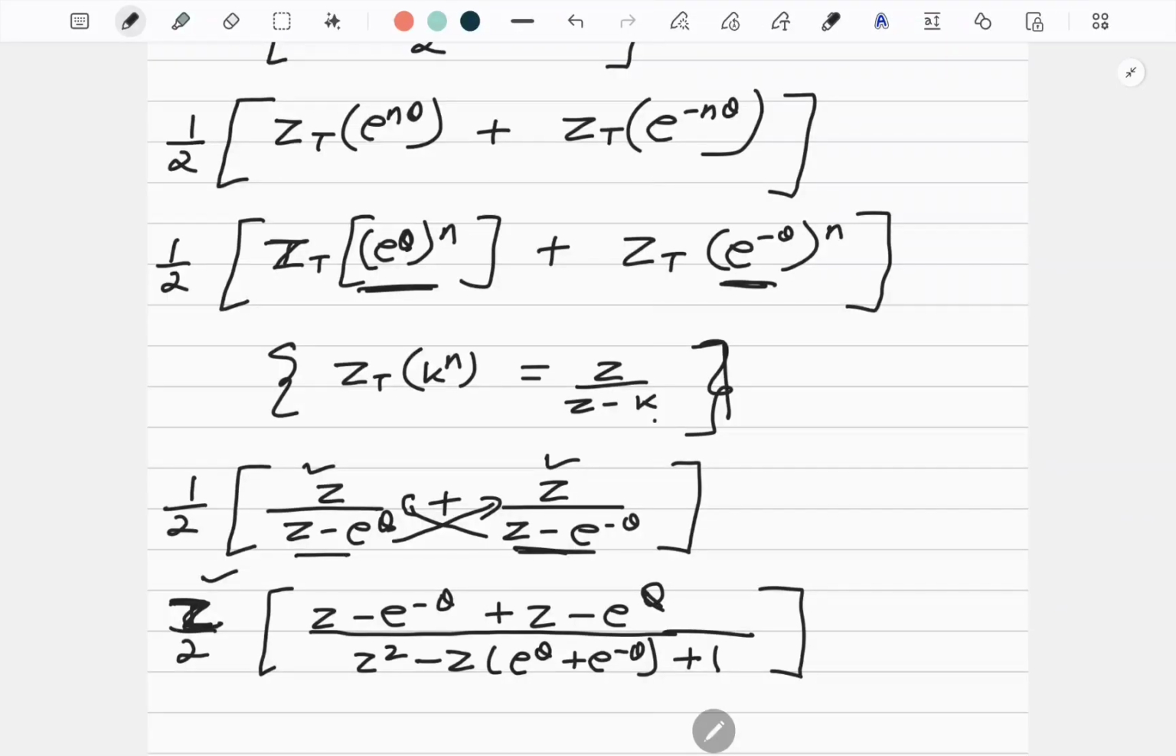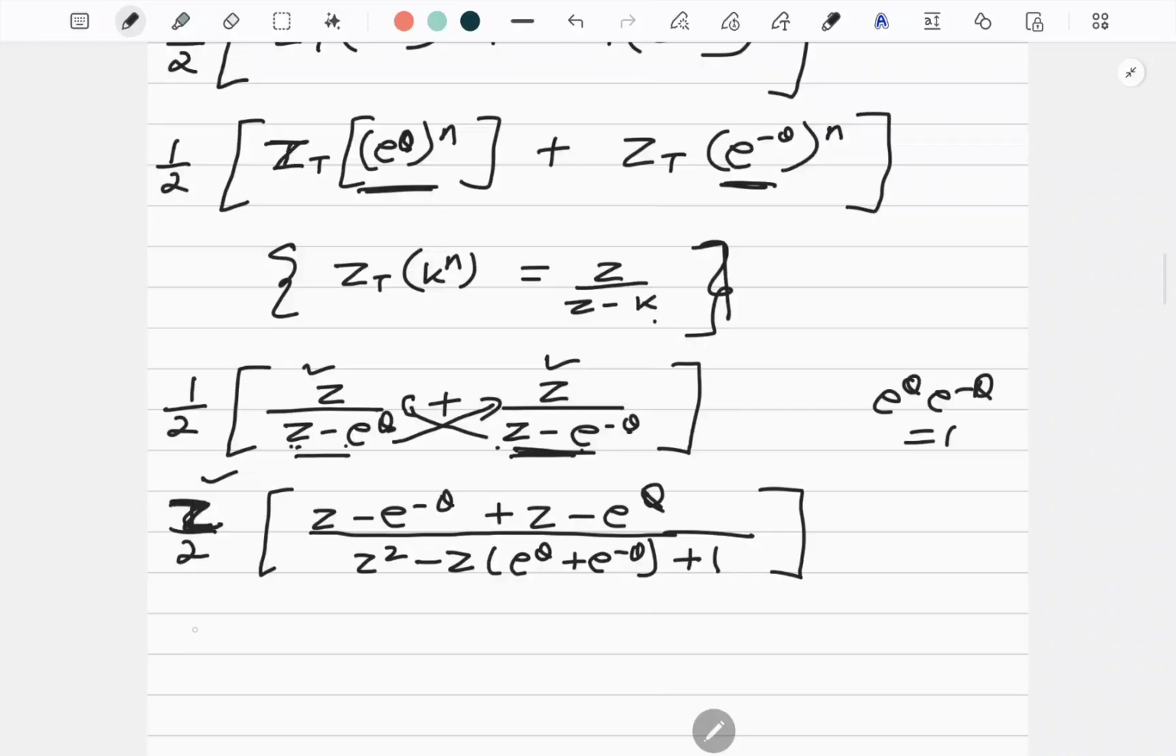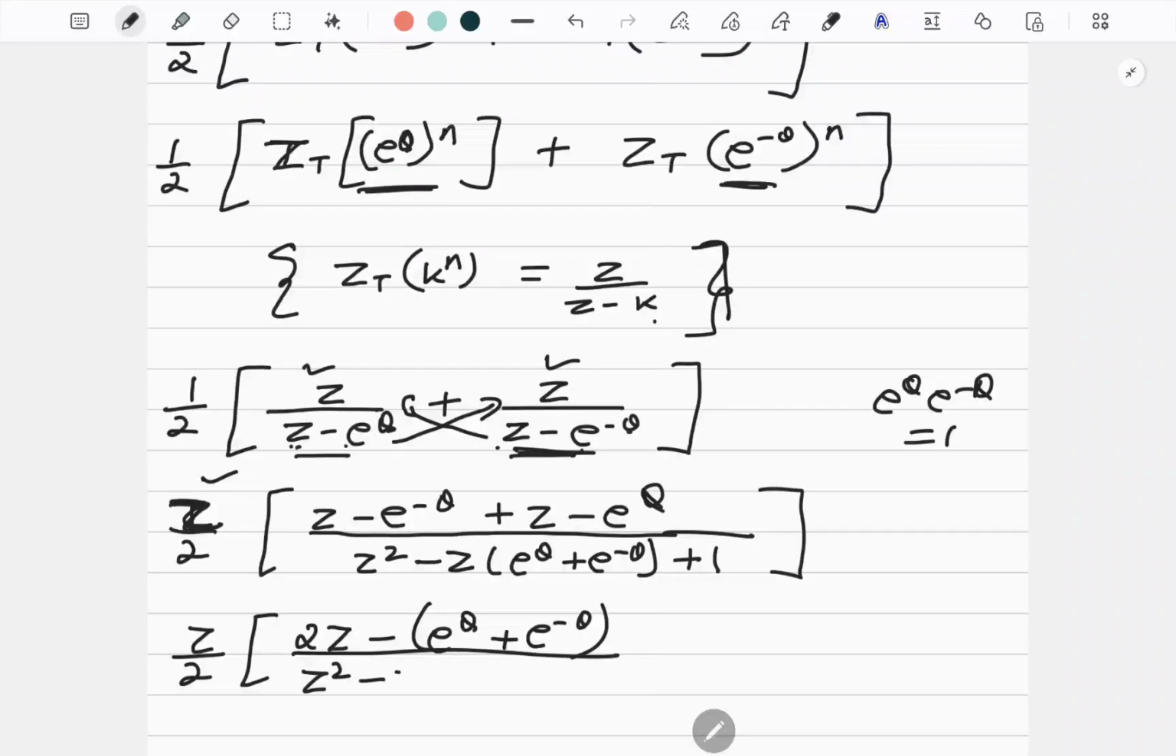Now denominator, just multiply these two terms. So z into z is z square. Then z into e to the power minus theta. Then minus z into e to the power theta. Plus e to the power theta into e to the power minus theta will be my 1. So that is why 1 came. Okay. Now next step, z by 2, 2z minus e to the power theta plus e to the power minus theta upon z square minus z e to the power theta plus e to the power minus theta plus 1.